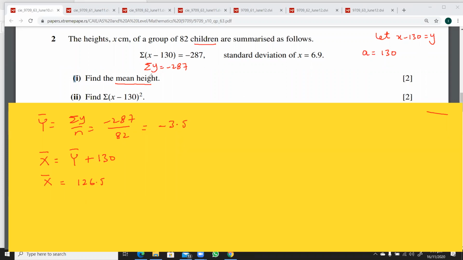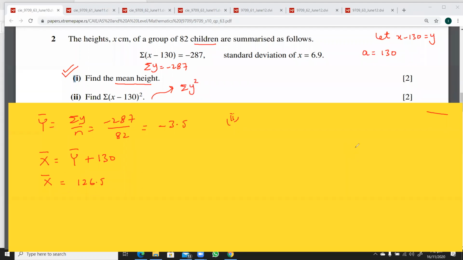So, this should be clear to you. If you're not asking, that means this is clear to you, how I found the mean height. In the second part, it says find sigma (x − 130) squared. So actually, you should note it down. He is asking for sigma y squared.